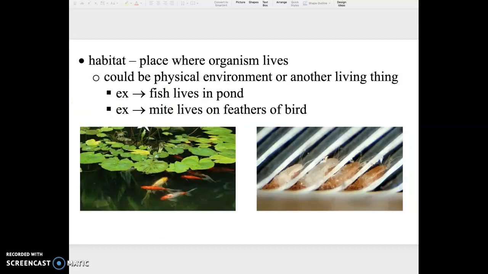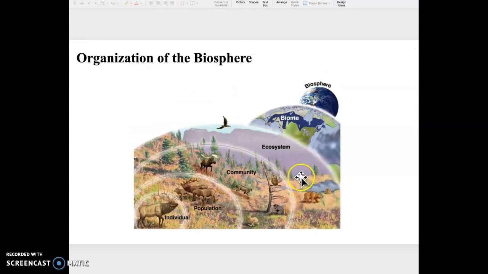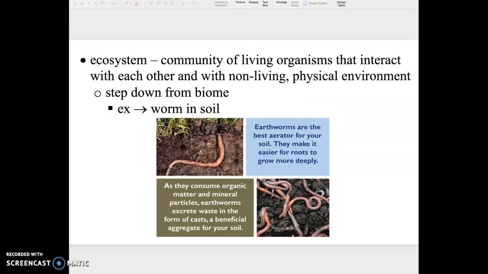So that's habitat. Ecosystem is the community of living organisms. So that's this here. That's the species and how it interacts with its environment. Not quite as broad as a biome, but you might say something like a prairie ecosystem or a woodlands ecosystem. Or in this case, a worm in the soil.